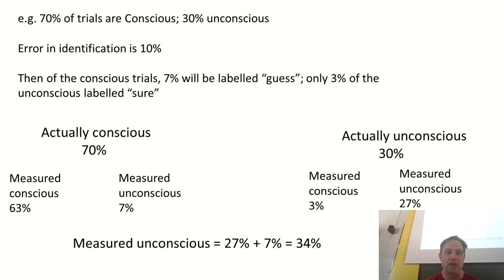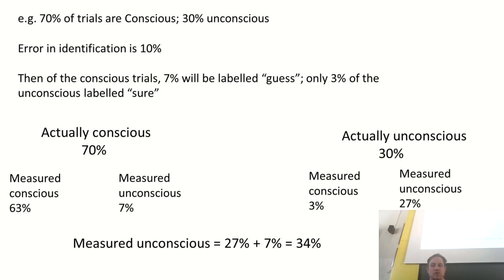So this is how it pans out then. 70% are actually conscious, 7% are called unconscious, 63% are called conscious. And of those that are actually unconscious, 30%, because of the 10% error, 3% of those will be measured as conscious. So this is about the simplest model you could have of the error in measurement that can come about when a subject is giving a subjective measure.